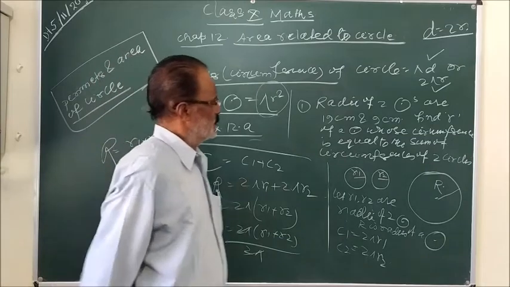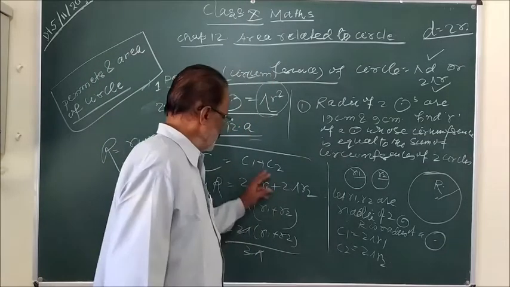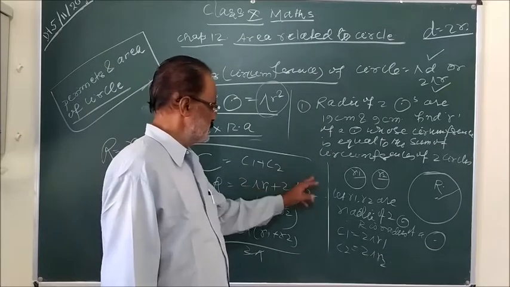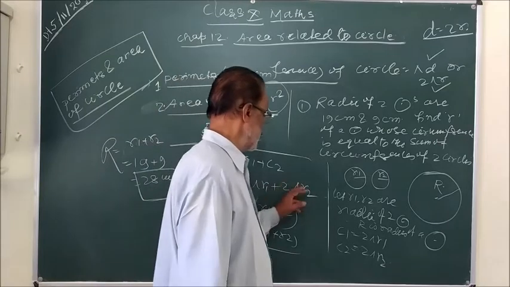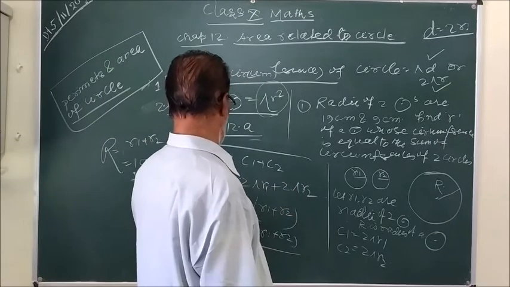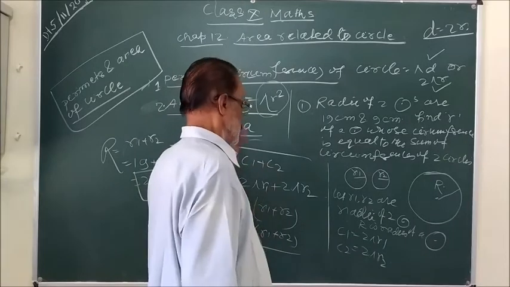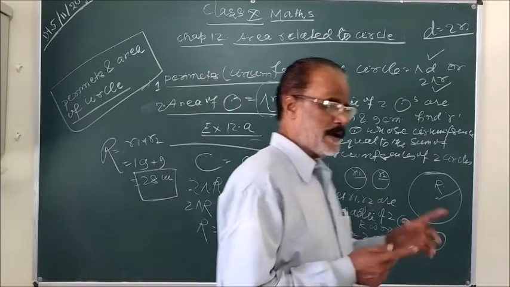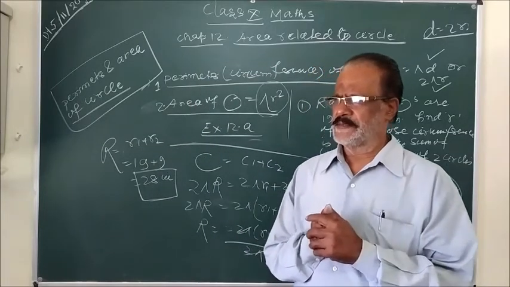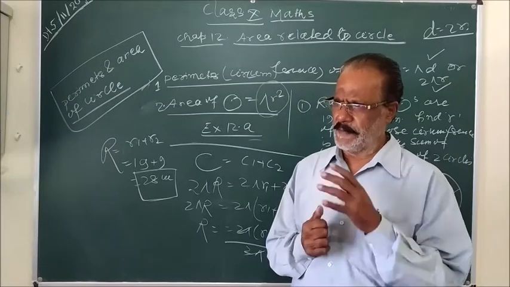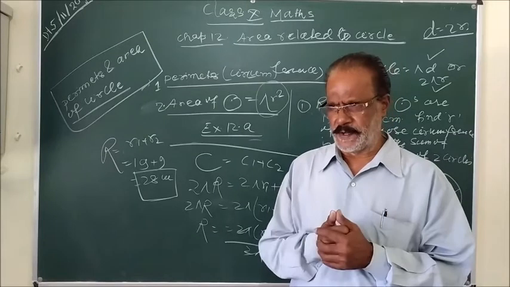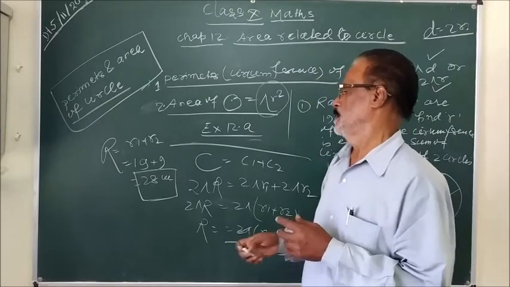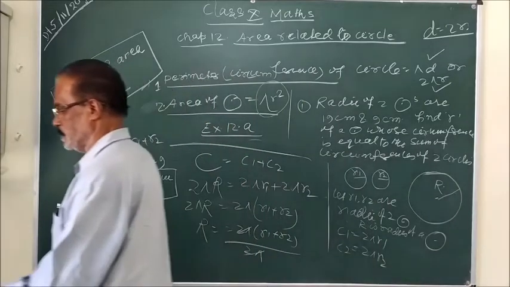Or you can find the circumference of one circle and the circumference of the other circle, find the sum, and then put the value of 2 pi r equal to this, and you will get your answer. But short and sweet is the better method, which you can use in the examination. So that is the answer to question number 1.